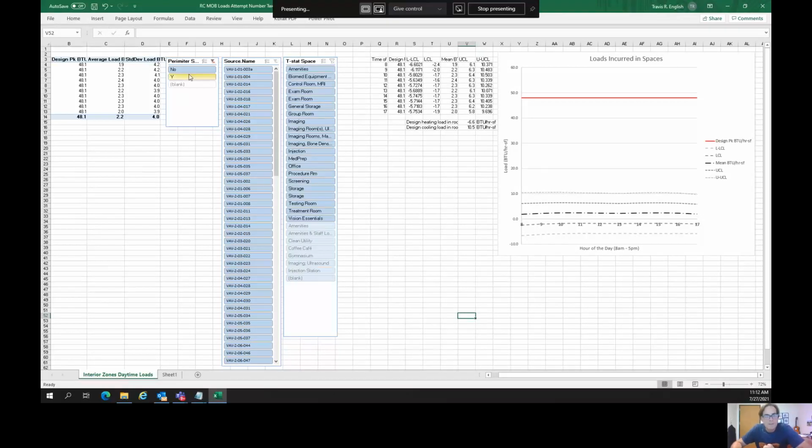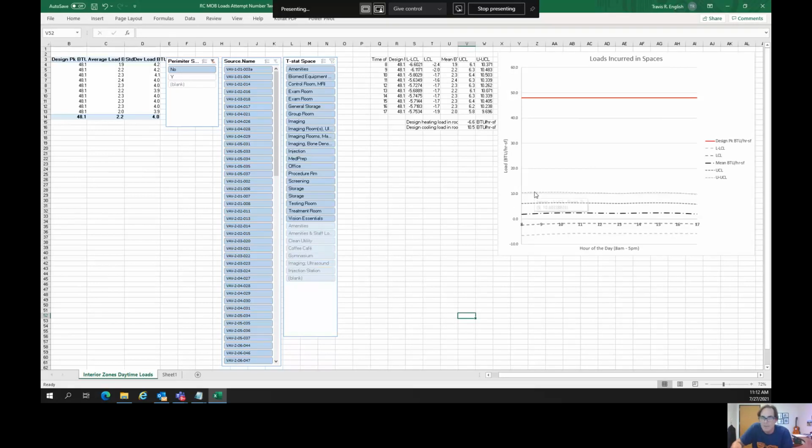These are all interior zones, so I have the data sliced for interior zones, and we're only looking at loads that occurred 8 a.m., 9 a.m., 10 a.m. to 5 p.m., so 17 being 5 p.m. And what you're looking at in the chart here is a design load, which will always be shown in red. And spoiler alert, it'll always be higher.